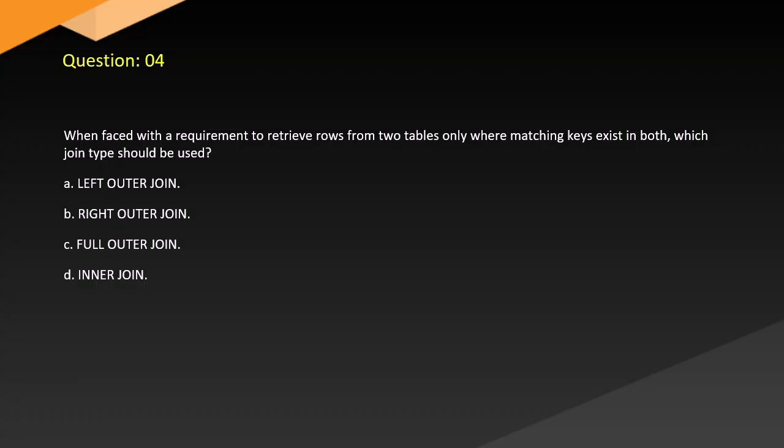Question 4. When faced with a requirement to retrieve rows from two tables only where matching keys exist in both, which join type should be used? A. Left outer join. B. Right outer join. C. Full outer join. D. Inner join.